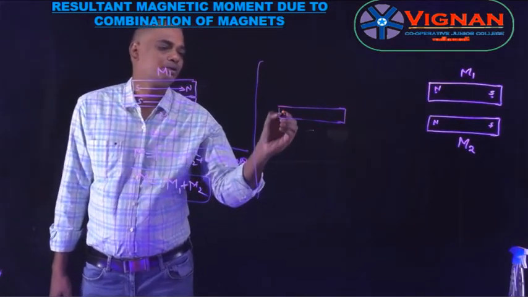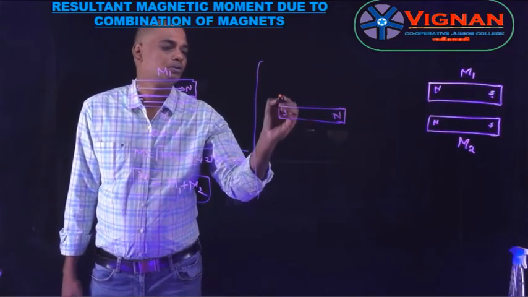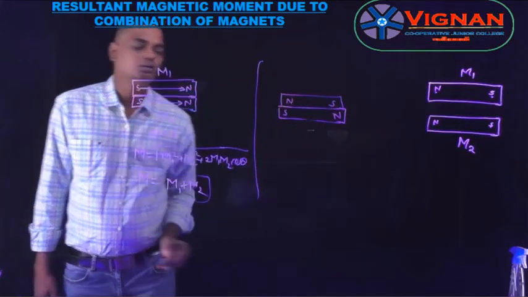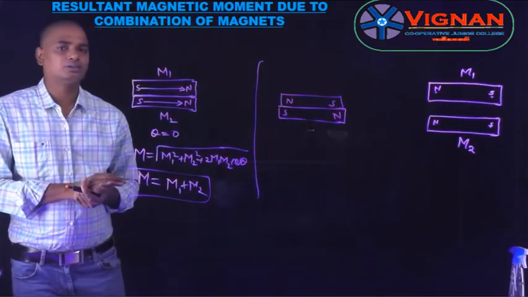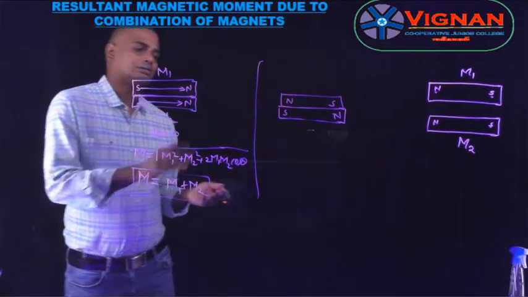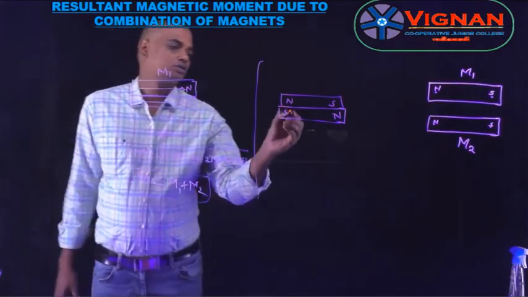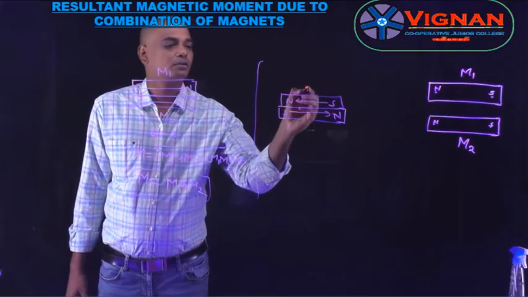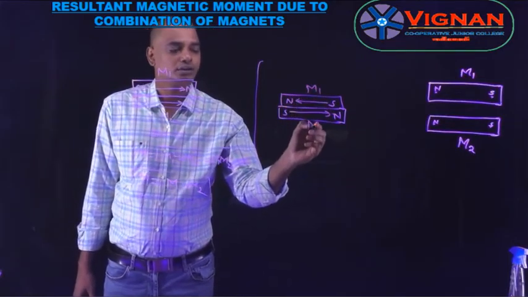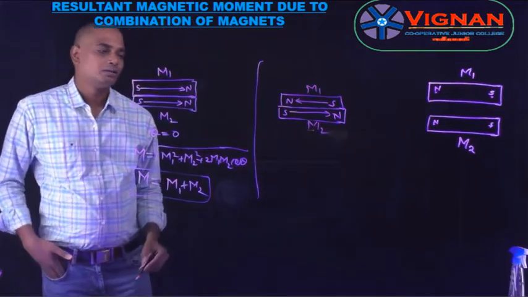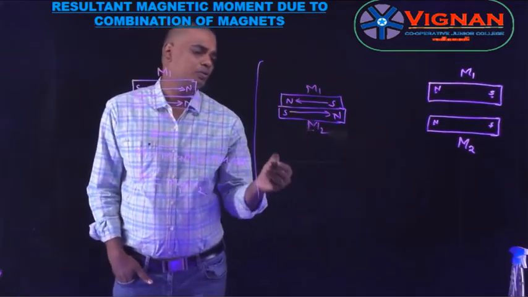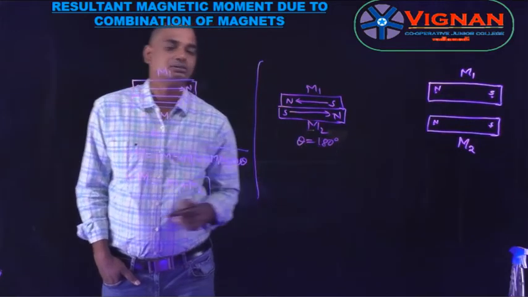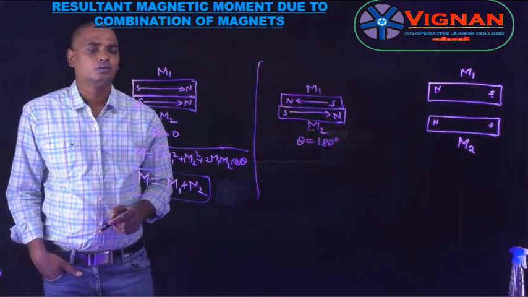So this is the first magnet with south pole and north pole, and this is another magnet, north pole and south pole. Here the two magnets are placed one over the other and the unlike poles are touching each other. So here the direction will be like this and here the direction will be in this manner. Let the first magnet be m1, and the second magnet be m2. Here the angle between these two vectors m1 bar and m2 bar, theta, is equal to 180 degrees.